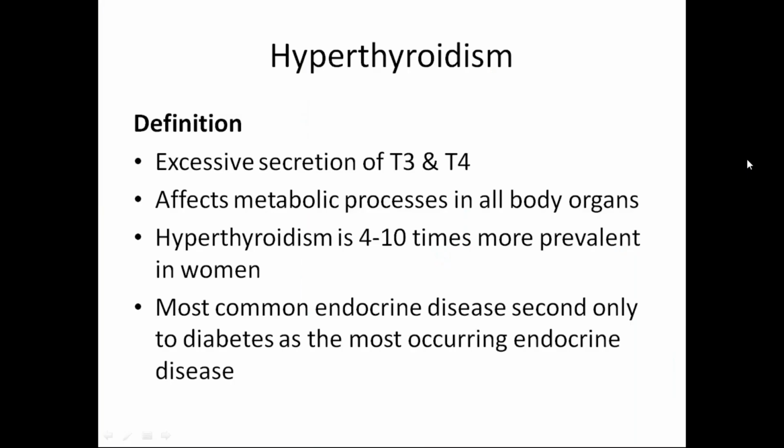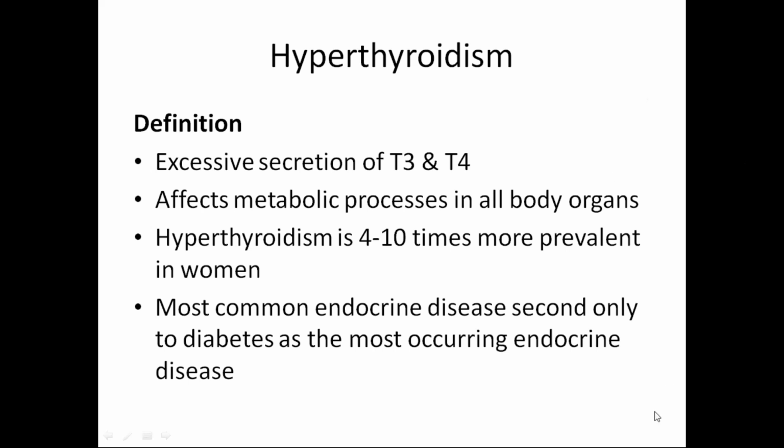Coming to the next topic, hyperthyroidism. This is relatively less in incidence and not much seen. This is a short presentation anyway, we are concluding soon. By definition, it is excessive secretion: if T4 and T3 are low, it is hypo, and if T3 and T4 are high, it is hyperthyroidism. It affects the metabolic process in all the body organs, and it is 4 to 10 times more prevalent in women, and the most common endocrine disorder after diabetes.